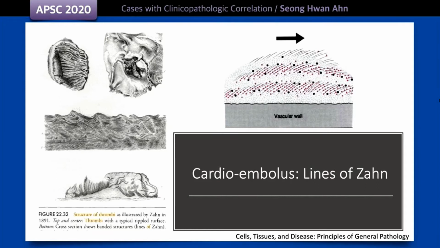The cardiogenic thrombi occurred in a totally different environment. The thrombus can develop and mature as a laminated structure in the stagnant flow. Repeated fibrin and platelet-activated coagulation processes make laminated thrombi. We call this the line of Zahn.